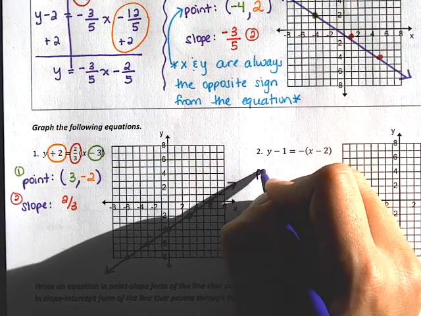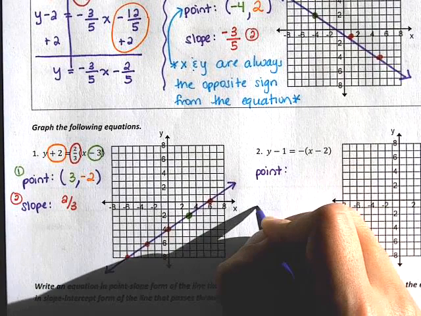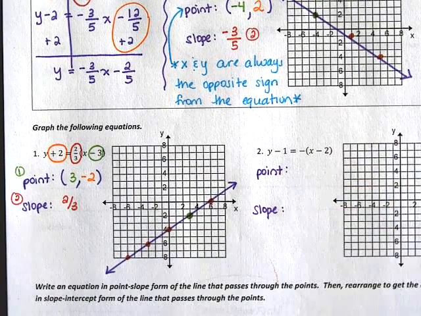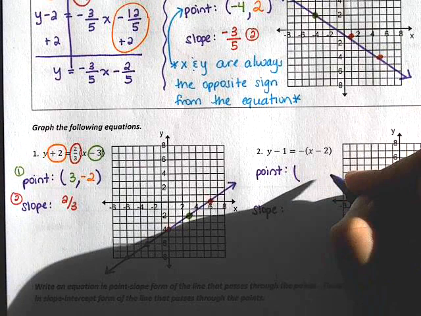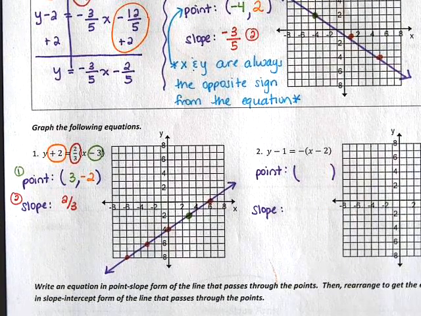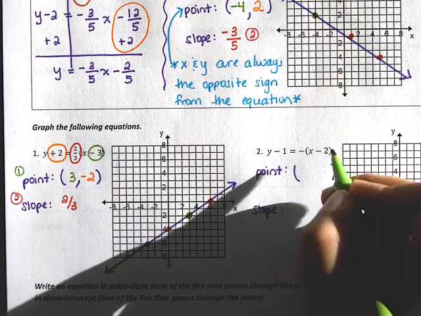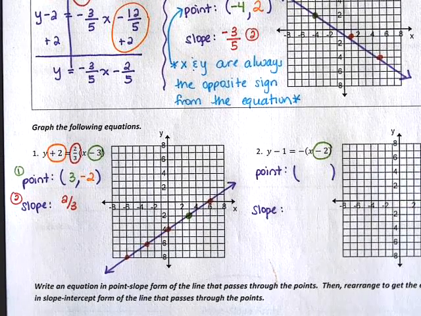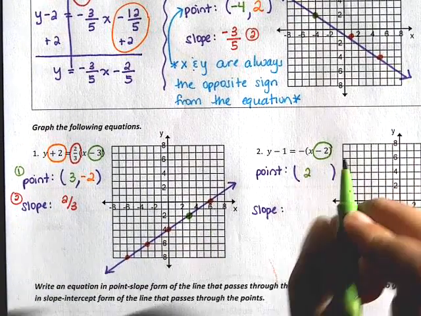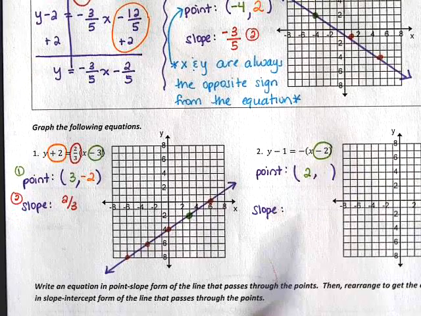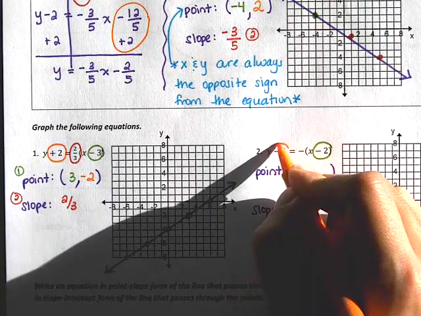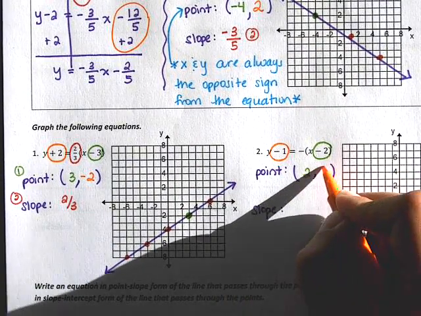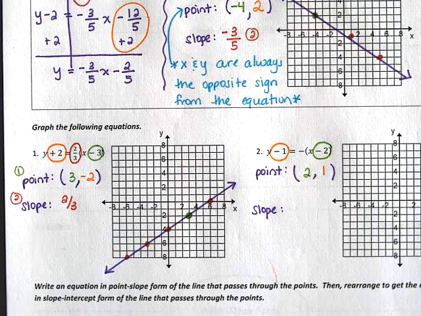I can tell from the way the original equation is written that this is point-slope form. So I need to figure out the point and the slope. To get the x value, I just look at the number that's by the x. It looks like a -2, so I'm going to write down a +2. To get the y value, I'm going to look at the number that's by the y. It looks like a -1, so I'm going to write down a +1.